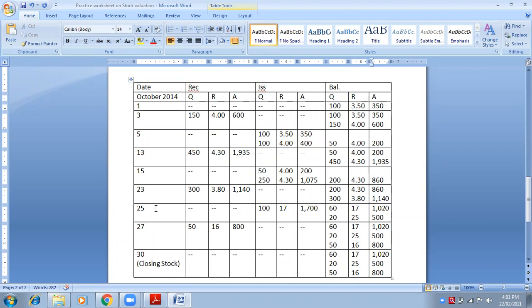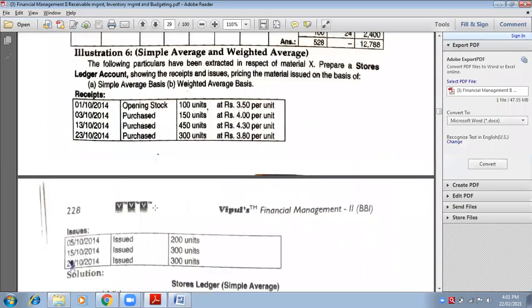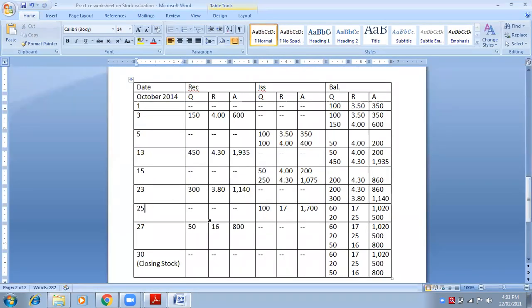Okay, 25th date now. Now the 25th, issued, last date. Issued 300 units. So here I will write 25th, receipt column nil, issued how many units? 300. So do we have 300 in the first slot? No, ma'am. How much do we have? 200 units. So 200 into 4.30 is how much? 860.